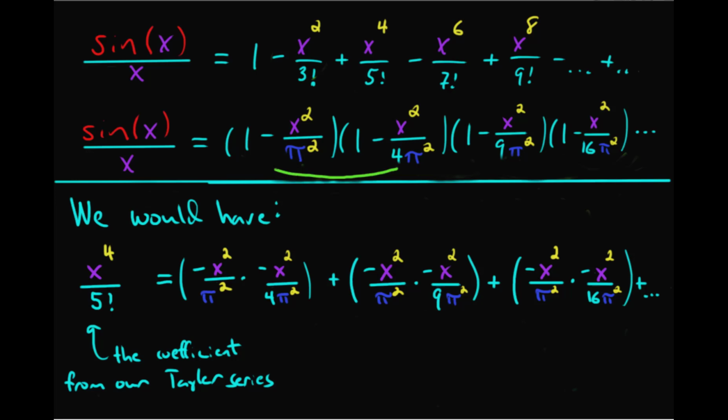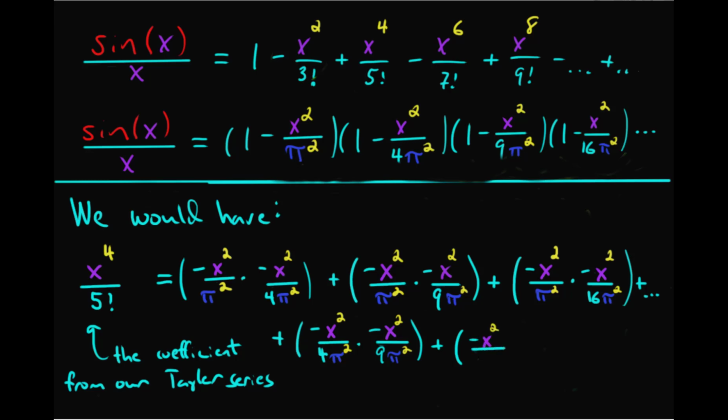But that's by no means the only way to produce x to the fourth terms. We can also do it by starting with negative x squared over 4 pi squared, having it multiply that 1 to the left of it, and having it multiply negative x squared over 9 pi squared to the right of it, and then an infinite string of 1s after that. So I have to include that term also in my collection of x to the fourth terms, the term negative x squared over 4 pi squared times negative x squared over 9 pi squared. Come to think of it, I would also have the term negative x squared over 4 pi squared times negative x squared over 16 pi squared, and negative x squared over 4 pi squared times negative x squared over 25 pi squared, and so on.